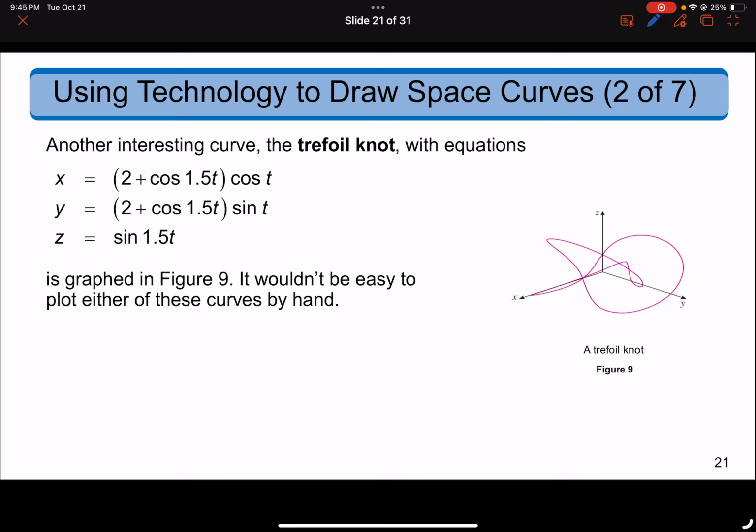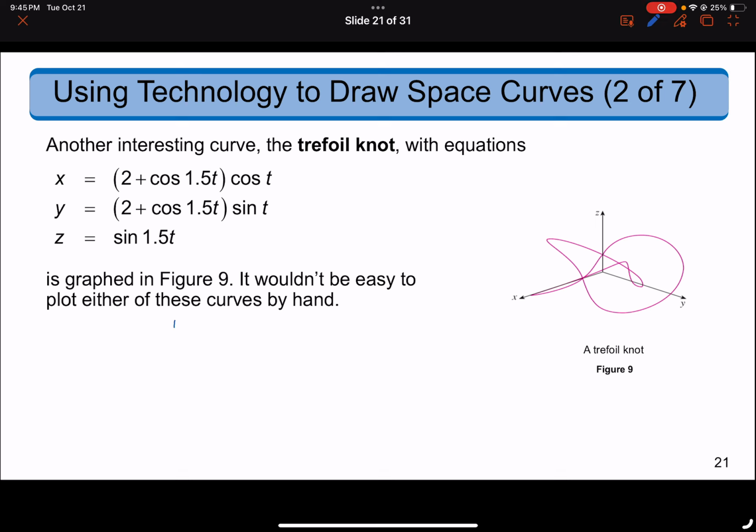Another curve that we can trace is the trefoil knot with the equations x equal to (2 plus cosine of 1.5t) times cosine t, y equal to (2 plus cosine 1.5t) times sine t, and z equal to sine 1.5t. This is quite difficult to sketch manually.